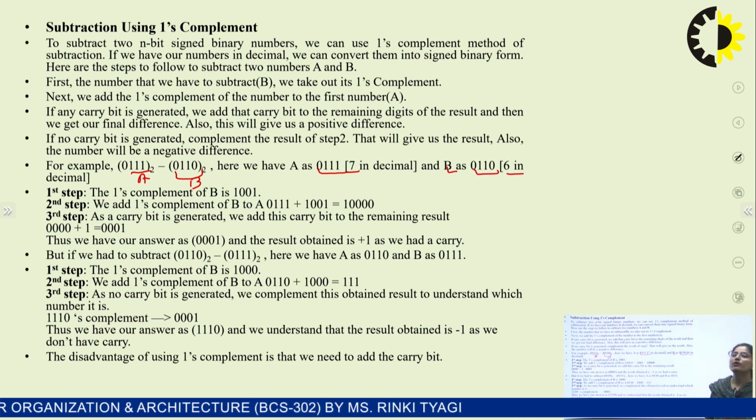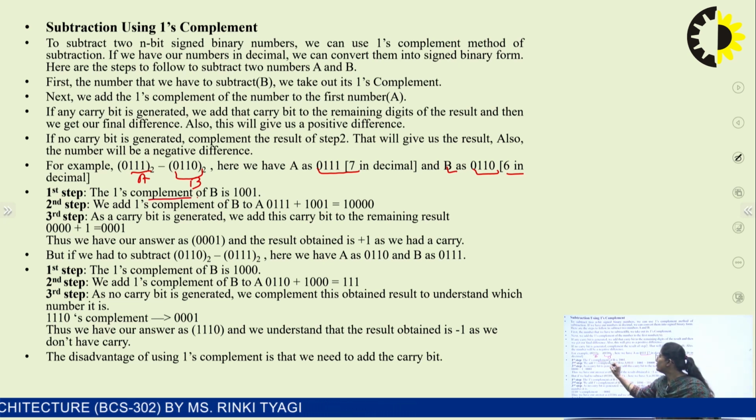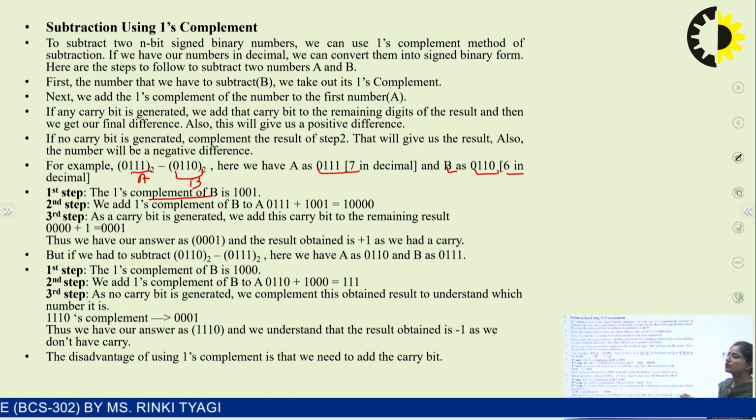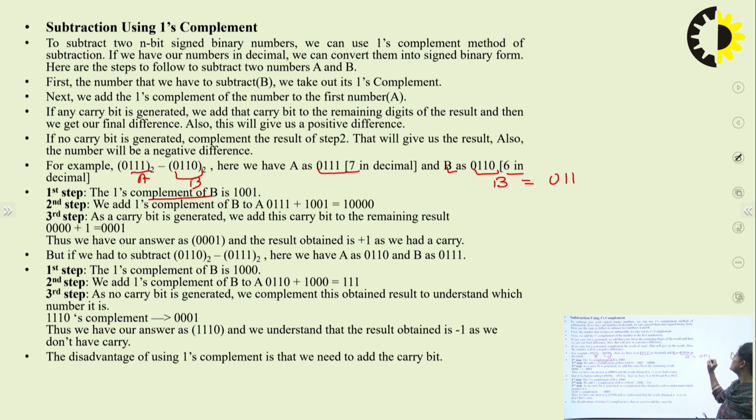Subtraction using ones complement. First we calculate the ones complement of B. The value of B is 0110. When we calculate its ones complement, 0 is converted to 1, 0 to 1, 1 to 0, 1 to 0. So the ones complement of B is 1001.